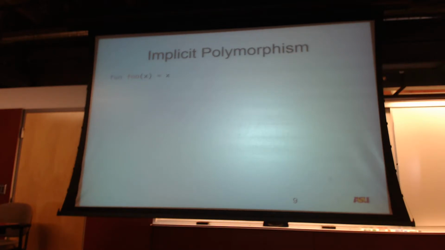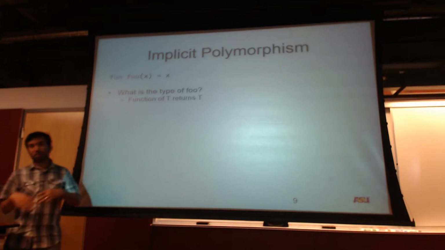So fun foo x equals x. How do you know what the return type is in this case? You have to have some rules. This program has to have some rules of inferring types. One of the rules is function. You can write this foo x equals x as function of t. Just assume that x is of type t. T is a general type, right? X is of type t.